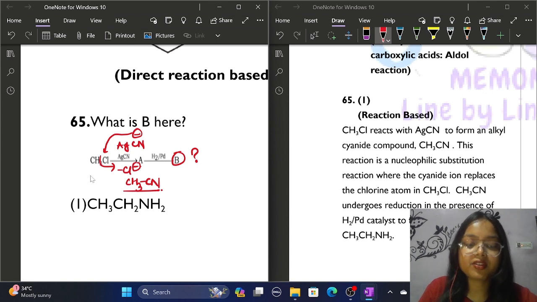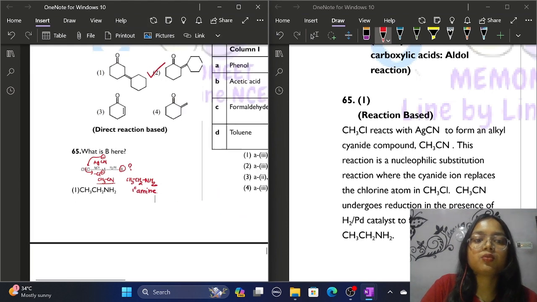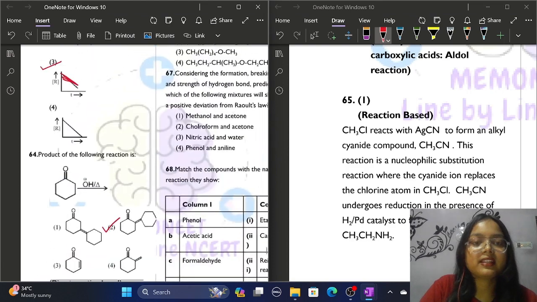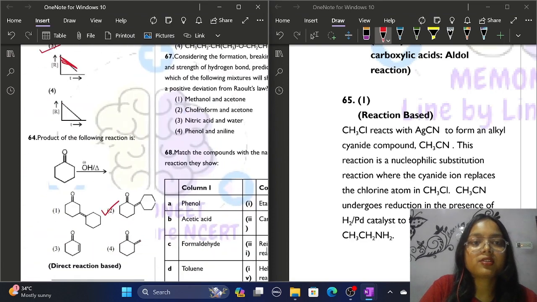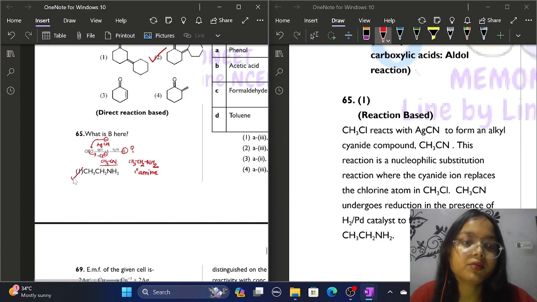So what happens on reduction? We will get CH3CH2NH2, a primary amine. So what are the options? Option 1 is the correct option. Options 2, 3 and 4 are different. So we will get option 1.